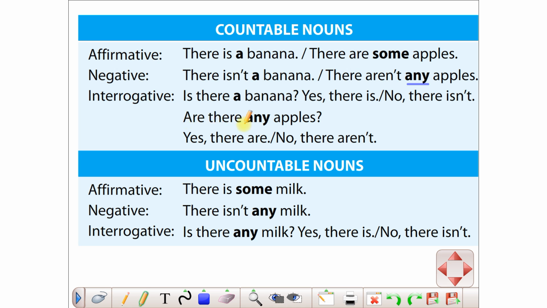Are there any apples for plural? But for singular, is there a banana? And later, on the uncountable nouns, there is some milk, there isn't any milk, is there any milk? So in this one, because it's uncountable, we can't use the form a or an, because we cannot count.